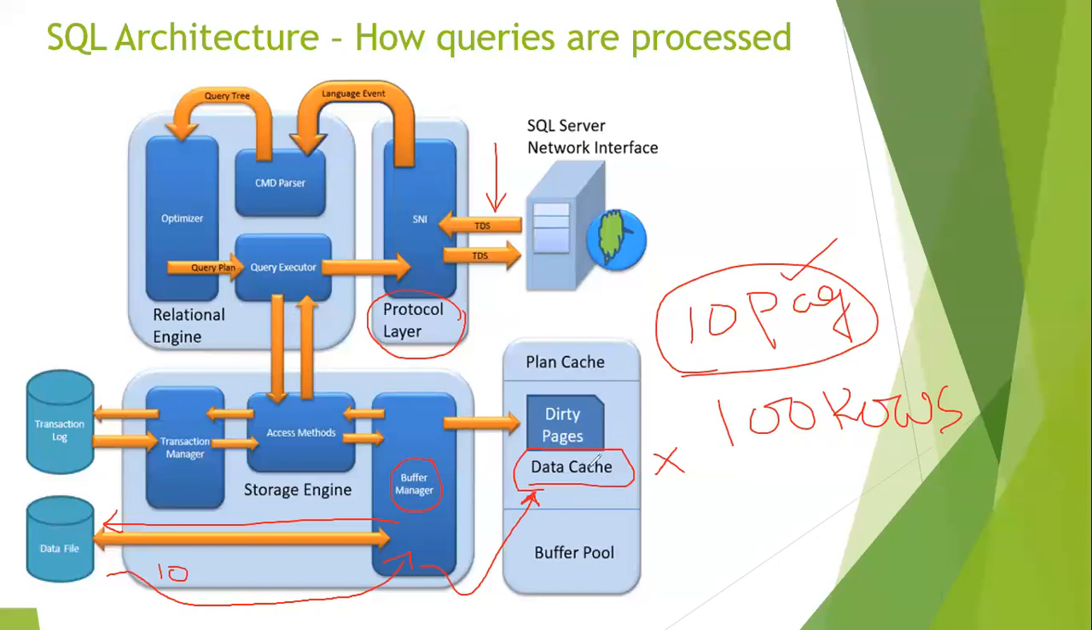execution and the other parts are the same. The pages are available, so the buffer manager will pull the data and send it to the access method, and from the access method it will go to the query executor, and the query executor will send that to the protocol layer, and from there it will send it to the application using TDS packets. Now this is the select query behavior. This is what it performs if you are executing a select statement.